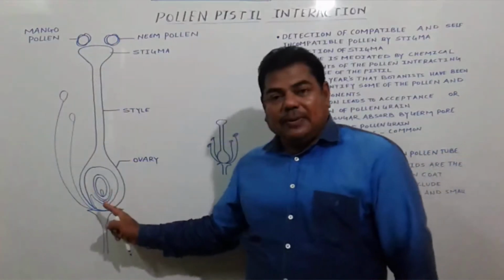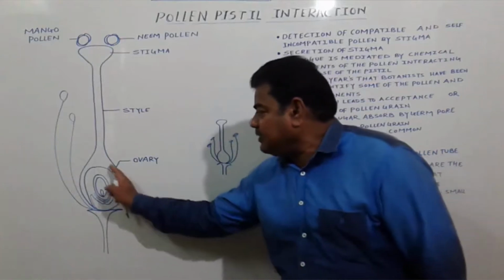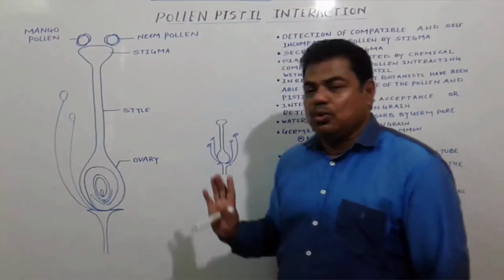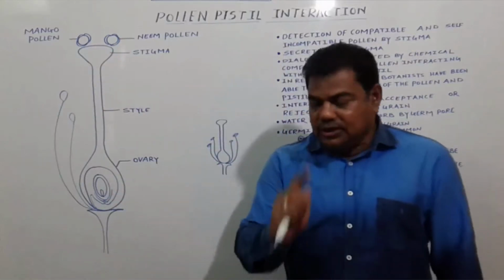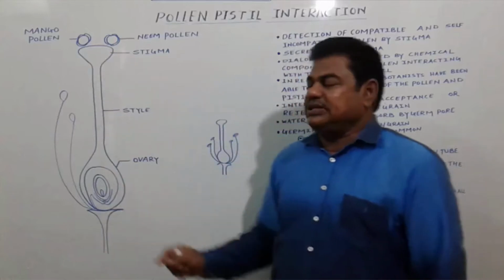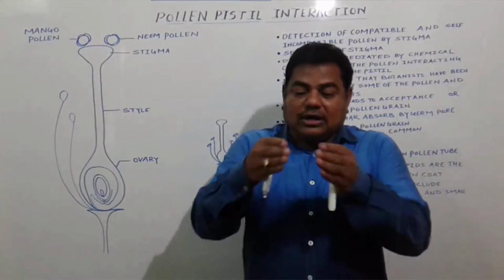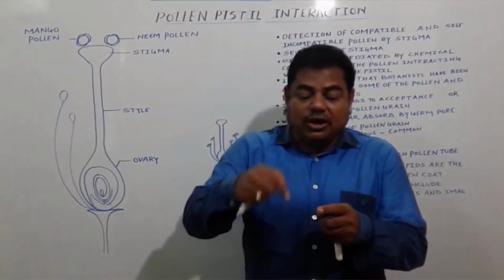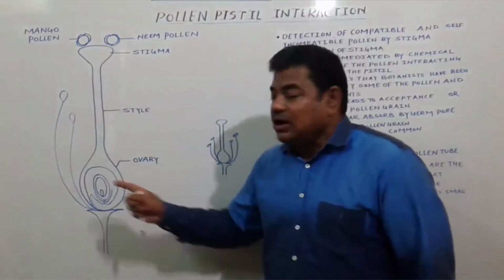Here it is monocarpellary. See here, this structure is monocarpellary, only one carpel is present, and only one ovule is present in this ovary. So in case of a mango, a monocarpellary pistil is present. In case of a tomato, each carpel is one pistil, so tomato is made up of 1, 2, 3, 4 pistils. Now this structure we call a pistil.